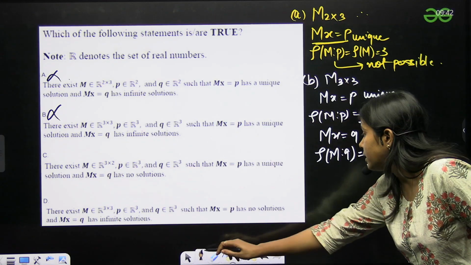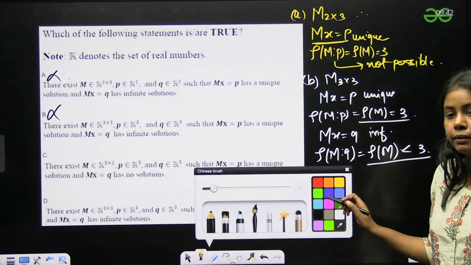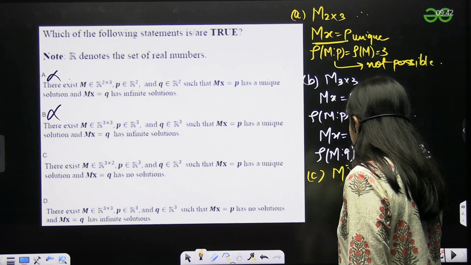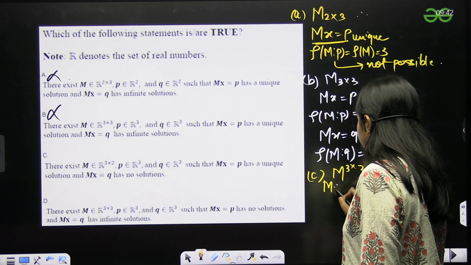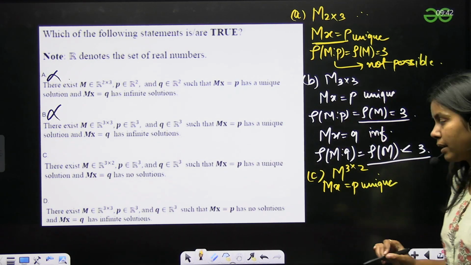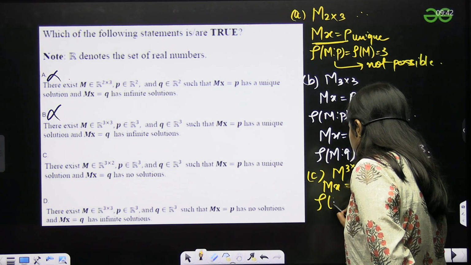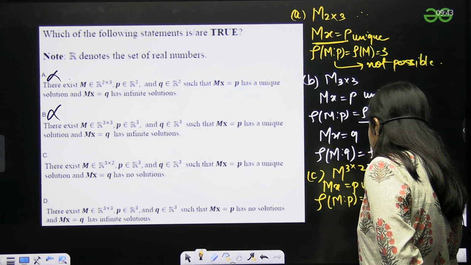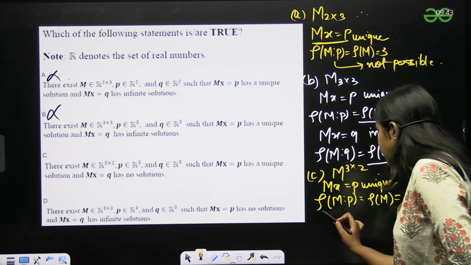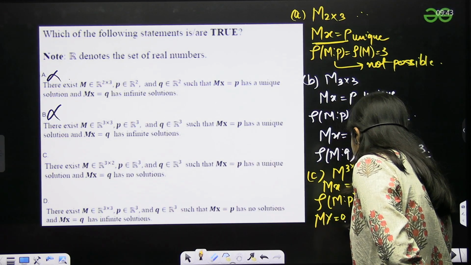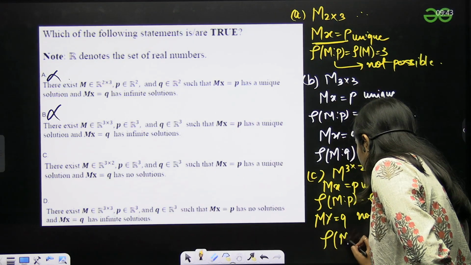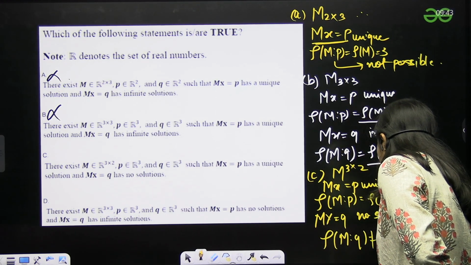Okay, now option C. Let's work on the C part. The C part says that M is a 3 cross 2 matrix. Then they have said that Mx equals P has a unique solution. What do I mean by that? Rank of M augmented P is equal to rank of M, which is equal to the number of variables, that is 2. Now they are saying that Mx equals Q has no solution. So they are saying that rank of M augmented Q is not equal to rank of M.